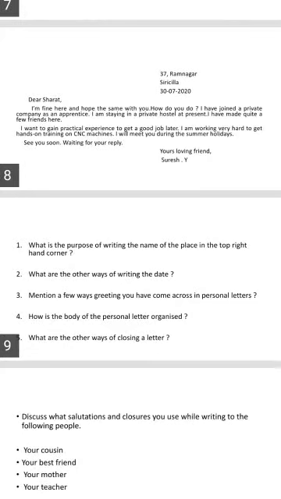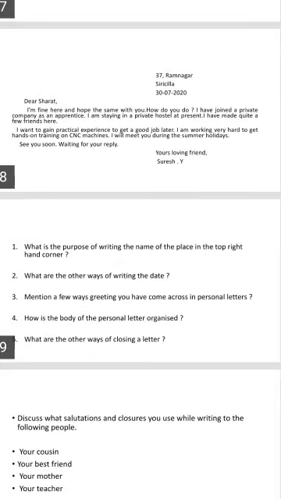Next, salutation. This is called salutation. Dear Sharath. Then the body of the letter in 3 paragraphs. Then you have yours loving friend. This is a subscription. Then the signature and name. These are the different parts in this letter.